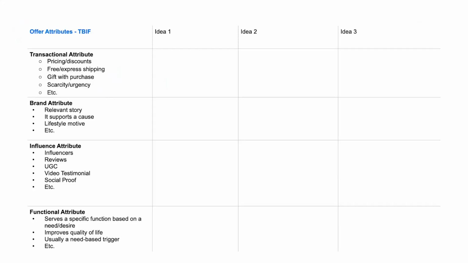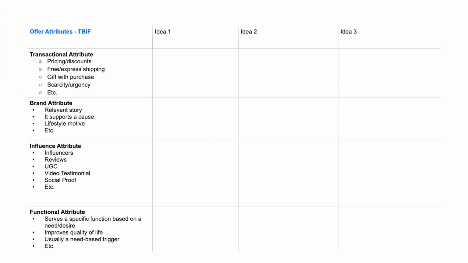So here's a little worksheet that I've included in this lesson, and I'm going to show you how we fleshed this out with Black Hair. So with this offer attribute exercise, the way that you want to fill it out is just flesh out as many ideas as you can for each row. It doesn't need to be combined with one another at this time. All we're doing is brainstorming different ideas for each offer attribute.